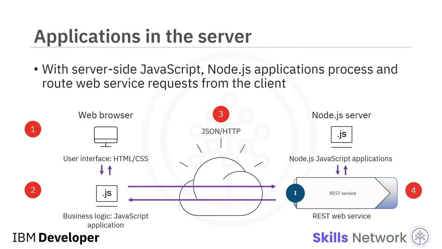In Step 4, the REST web service intercepts the HTTP request. And in the final step, instead of invoking an Enterprise Java application, the Node.js server hosts an application written in the JavaScript language. This code written in JavaScript runs on the server and not in the client's web browser.